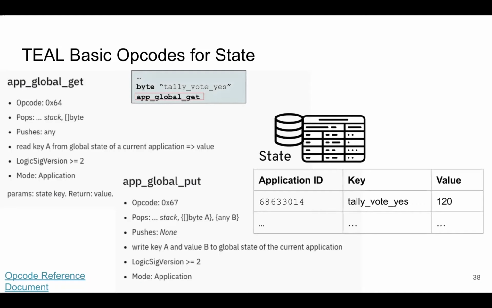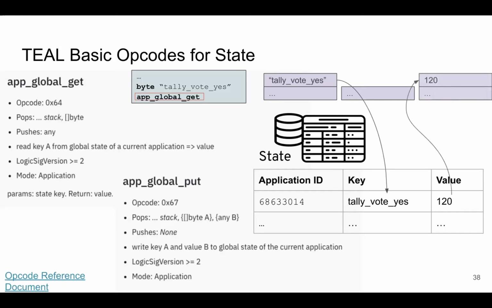Suppose that you wrote byte tally_vote_yes followed by app_global_get. At this point in time, on the top of the stack there is the byte tally_vote_yes. What the opcode app_global_get will do is pop out the top, go to the state of the application on the blockchain, get the key tally_vote_yes, get the associated value, and then push the associated value on top of the stack.